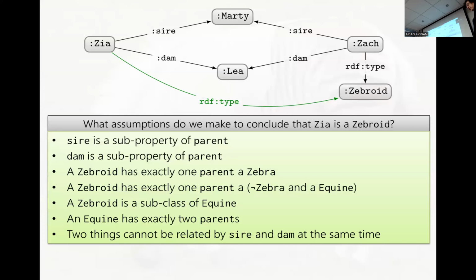Okay, so we never actually know. What's interesting about this is we never actually know if Marty is the zebra or Leah is the zebra. Yeah, we have no idea, but we can still conclude that Zia is a zebra.